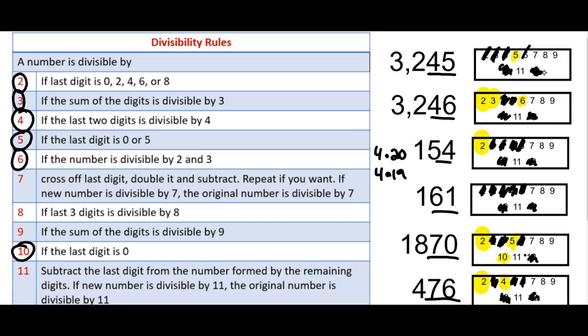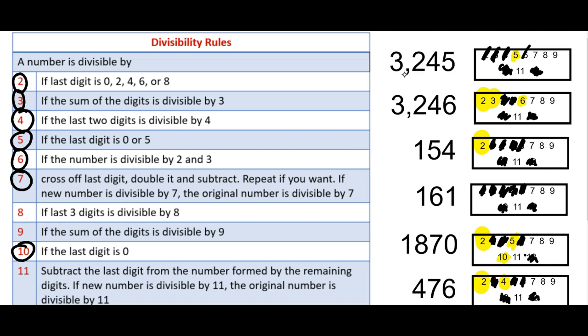Now, the divisibility rule for 7 is not used very often. It's actually kind of a strange one. In fact, sometimes when I look up these divisibility rule charts, 7's not even included. They say there is no rule, but there is a rule. It says cross off the last digit and double it, and then subtract it from the remaining digits, and if that's divisible by 7, then so is your number.